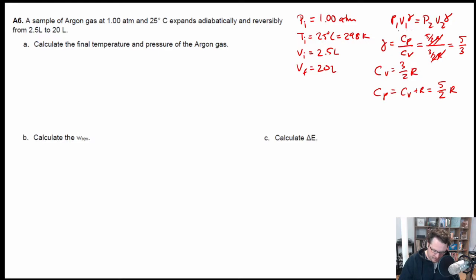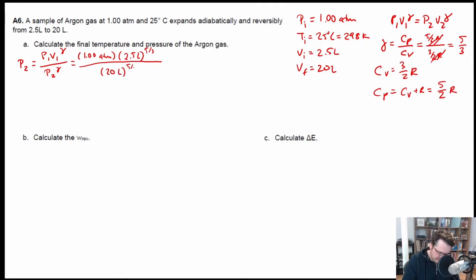We know what the initial pressure is. We know what the initial volume is. We know what the final volume is. We just don't know what the final pressure is. So that means that if we rearrange that equation, we have P2 is equal to P1 V1 to the power of gamma over V2 to the power of gamma. So if we plug in all the values that we have, pressure initial is 1.00 atmospheres times V1, which is 2.5 liters to the power of gamma, which is 5/3 in this case. Divide that by V2, which is 20 liters to the power of 5/3.